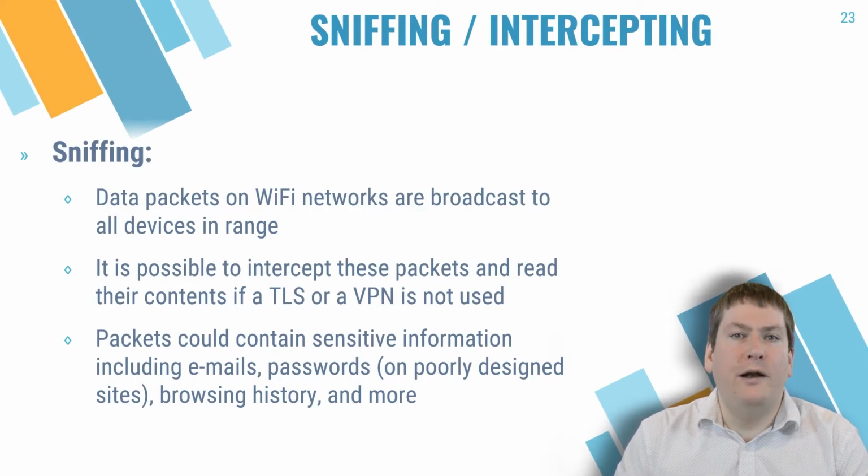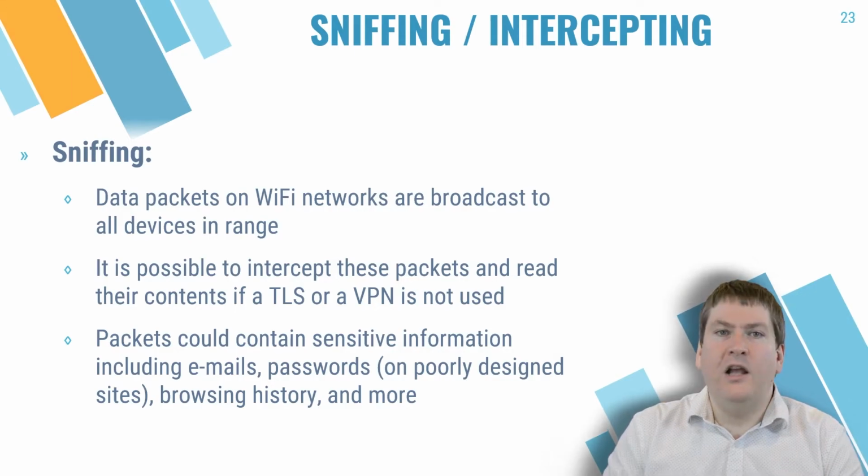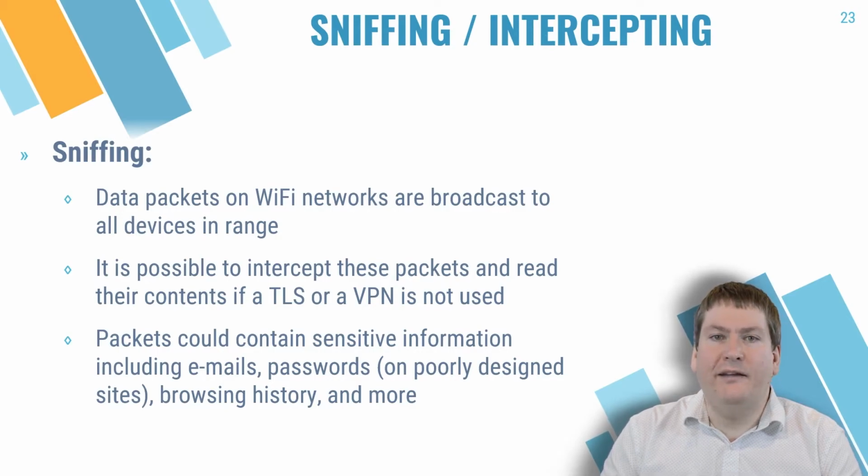For your own home network, this isn't a big deal, as you likely know everyone using it. But for a large public Wi-Fi network, it could be a very big security concern. For example, packets could include sensitive information such as content of emails, passwords on poorly designed sites that don't use encryption, your browsing history, and much, much more. To give an idea of what this looks like from the attacker's perspective, I've made a short clip of me using Wireshark to intercept some packets on my own home network.